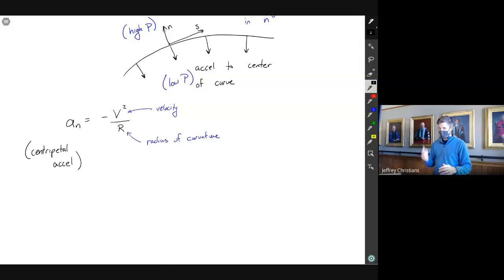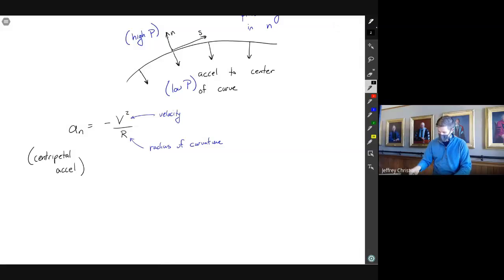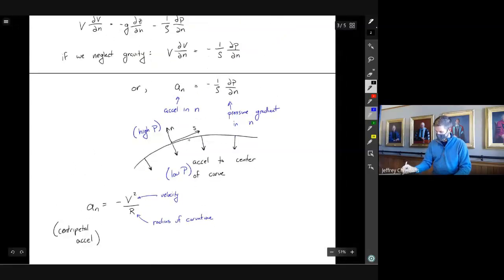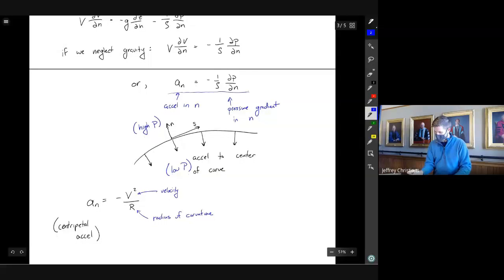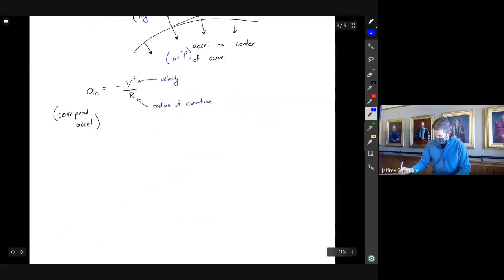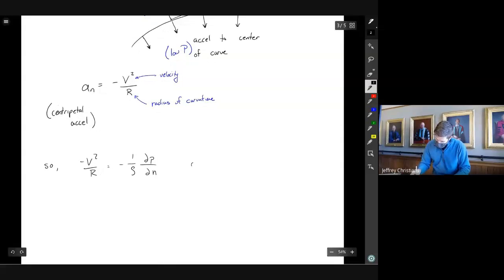So we can plug that into the equation that we had before. If we plug that into this equation up here, that would give us minus v squared over R equals minus 1 over rho d pressure dN, or v squared over R equals 1 over rho d pressure dN.